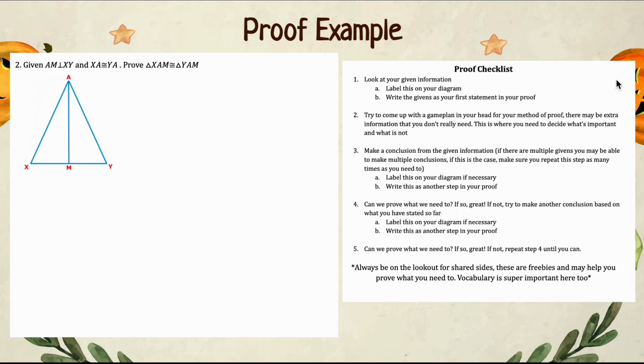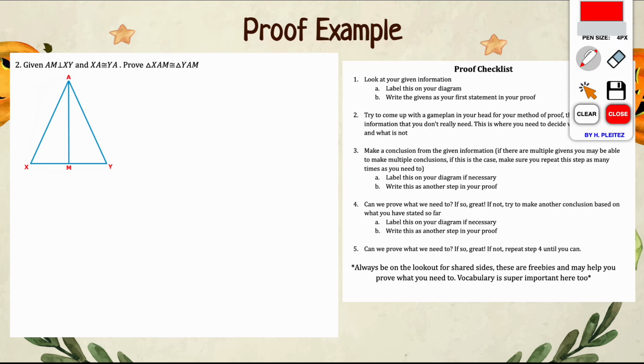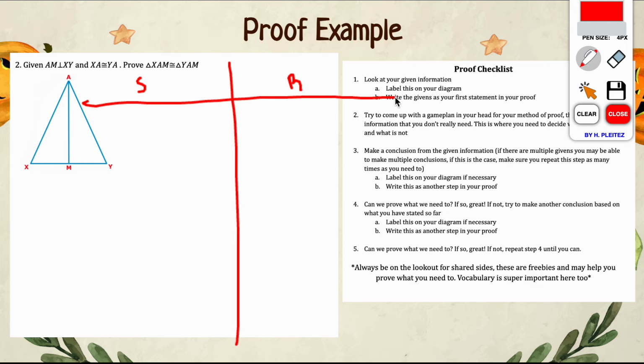All right, now one more example. We're going to use our proof checklist again, but we have some different given information. Now, don't get confused. The diagram is the same, but the givens are different. So before I do anything, this should really be step zero in your checklist. I'm making my statement and reason chart.